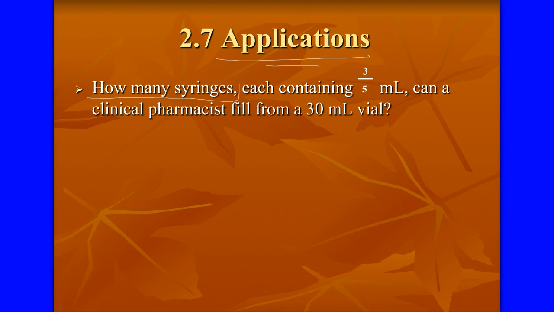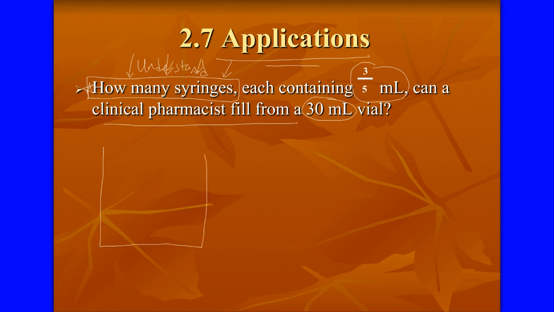This particular question says, how many syringes, each containing 3/5 milliliters, can a clinical pharmacist fill from a 30-milliliter vial? The reason I put a box around this is what I want when I'm done with this question. You have to understand the problem, and that's the first thing you should do whenever there's a word problem. Understand, what will I have found when I'm done? You will have found how many syringes, each of which are 3/5 milliliters, that a pharmacist can fill from a 30-milliliter vial.